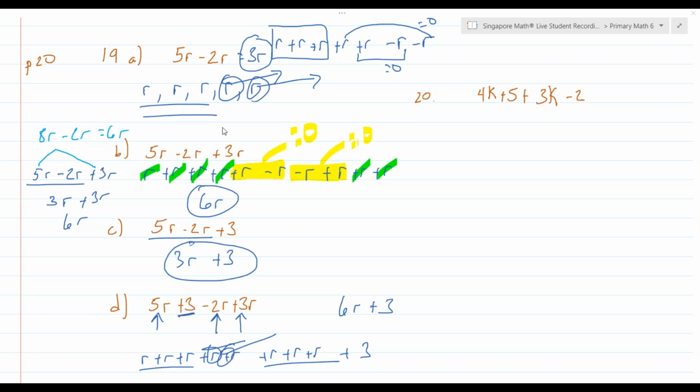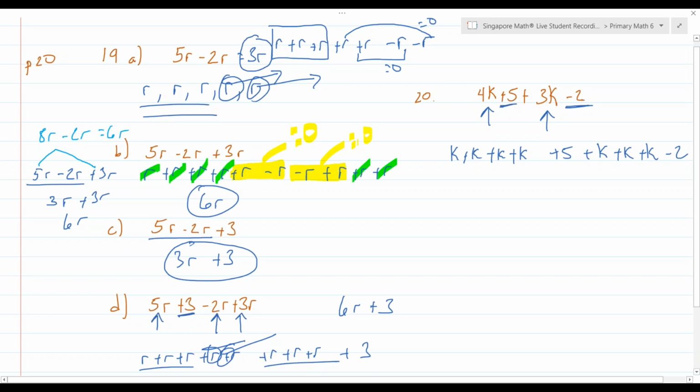Number 20, every time they do a little bit of something different. What do they do differently on this one? Well, I have 4k and 3k, and I have 5 and minus 2. So let's talk about this. We have k and k and k and k and 5 and k and k and k minus 2. When I combine things, these k's will all come together and give me 7k. And we, of course, know that 5 take away 2 is 3. So the answer to that is 7k plus 3.